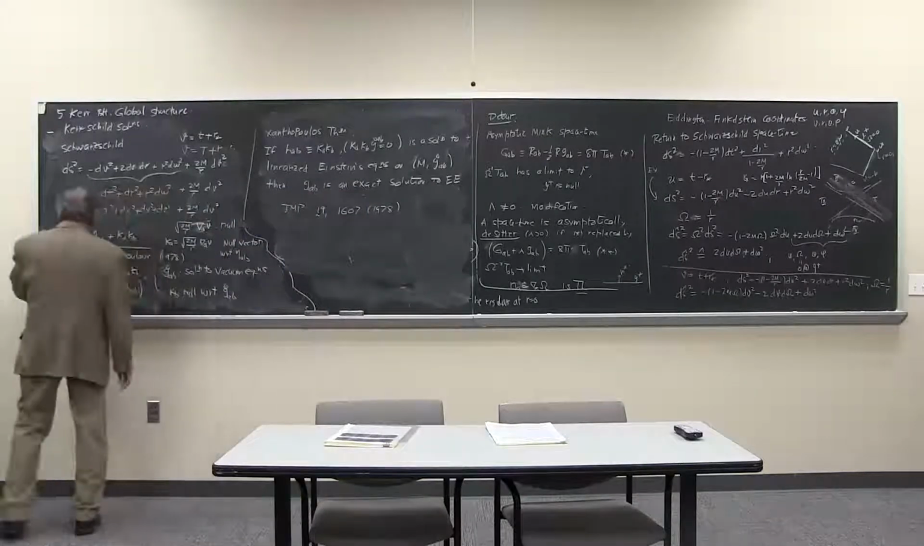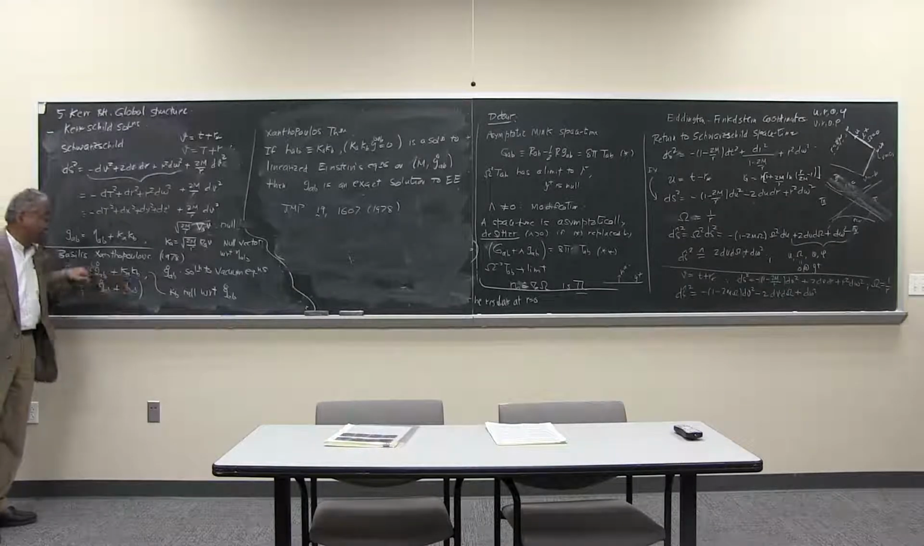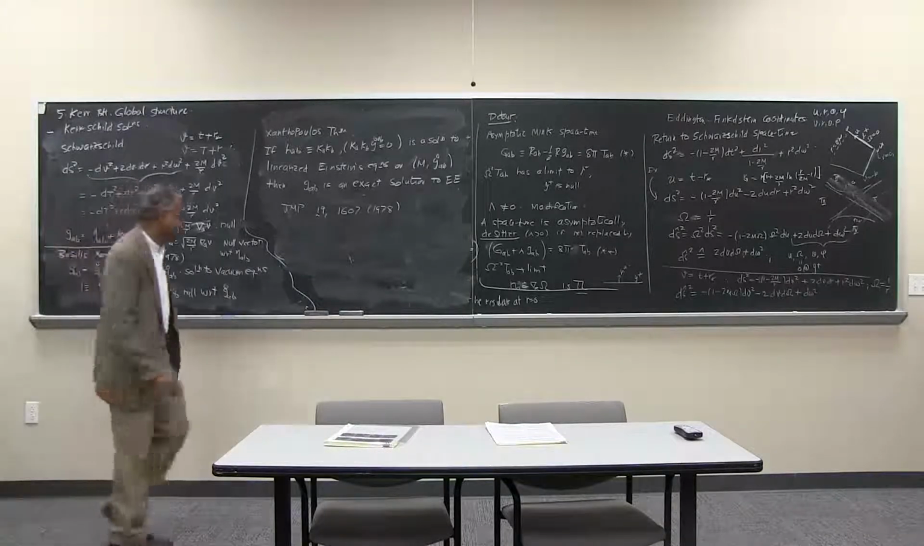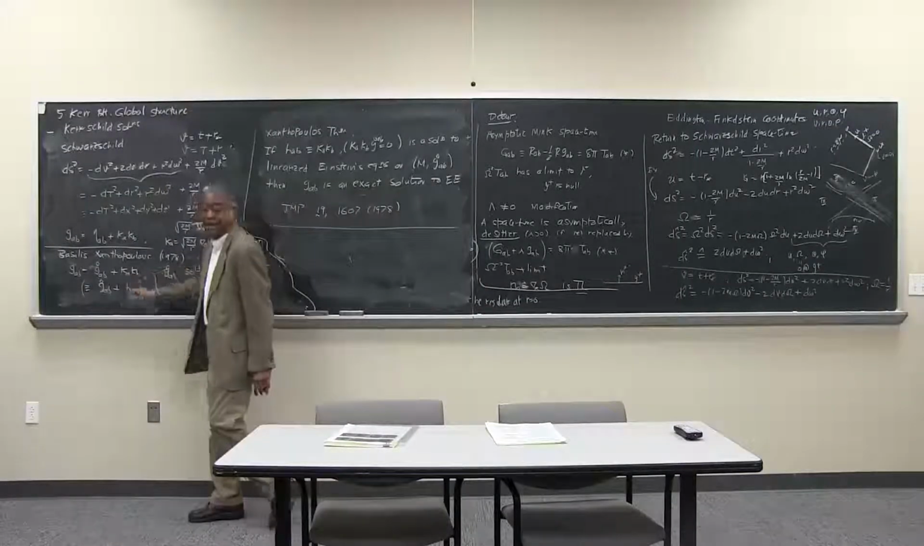Namely, if I have G as an exact solution and G naught as an exact solution, and they differ by K, KB of this type, then in fact this is a linearized solution, K, KB.